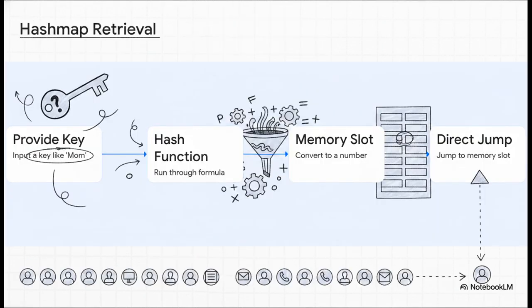So let's look at the hash map retrieval process. Understanding this step-by-step is a total game changer. First, you provide a key, like mom. Next, it runs through a mathematical formula called a hash function. Third, it converts that word directly into a memory slot, let's say 4,827. Finally, it jumps directly to slot 4,827. Boom. The size of your contact list completely stops mattering, because finding that one item is always instantaneous.